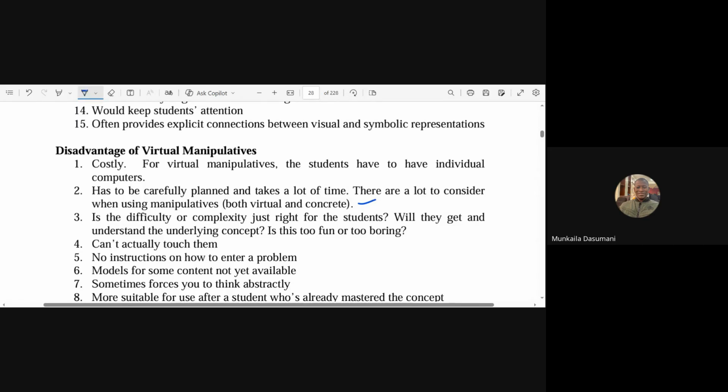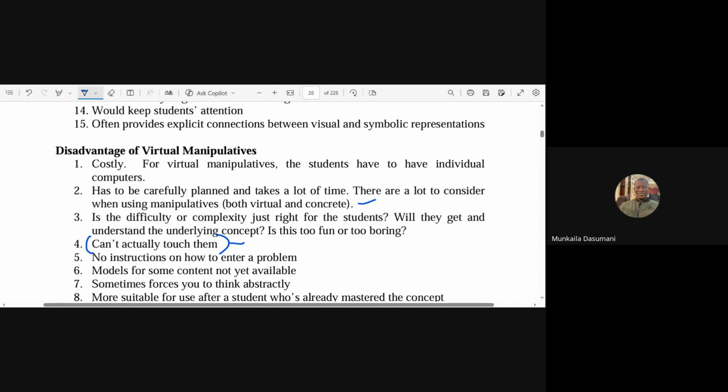And then, can they actually touch them? With the virtual one, you cannot touch them. You cannot see and feel it like the physical one. The student can hold it and see the weights, the sizes and other things. Here it doesn't apply because they cannot touch them. There is also no instruction on how to enter a problem. Some content is not yet available because it's new.